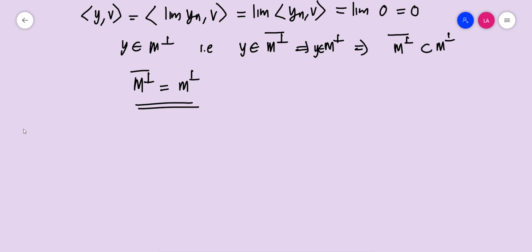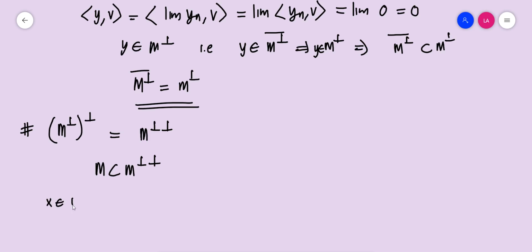Now we have another property, which states that we can define M perpendicular perpendicular, which is the collection of all elements which are perpendicular to M perpendicular. It is usually denoted as M perpendicular perpendicular, and if M is an arbitrary space or subset of a space, then M is always a subset of M perpendicular perpendicular. This is another property. For that, let x be an element of M. Then the inner product of x and y is equal to 0 for all y element of M perpendicular.